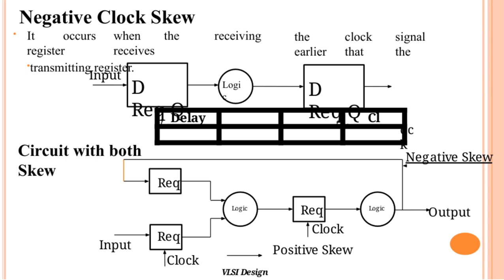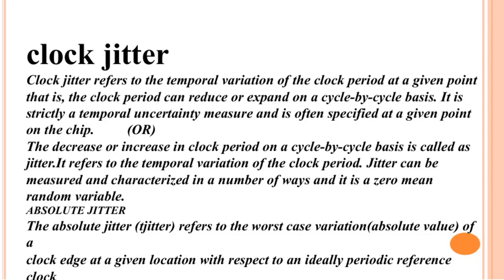This contrasts with positive skew, where the clock signal arrives later at the receiver than at the transmitter. Understanding these skews is crucial in VLSI design because they affect setup and hold times, influencing the overall reliability and performance of the circuit. Managing clock skew helps ensure that signals are synchronized correctly and that data transfers happen without errors. Clock jitter is essentially the variation in the timing of a clock signal, meaning the clock period can either lengthen or shorten from one cycle to the next.